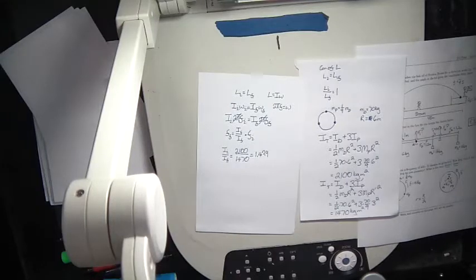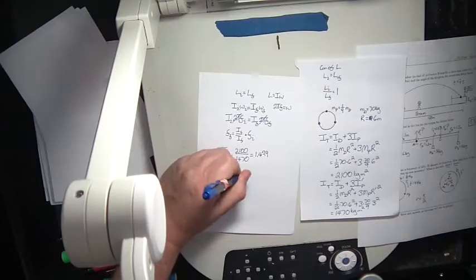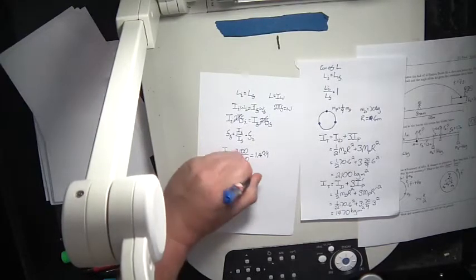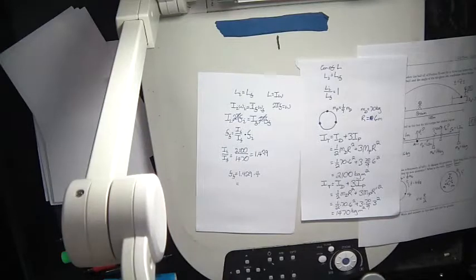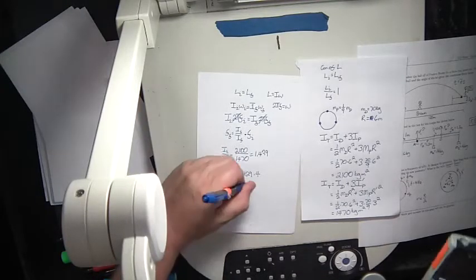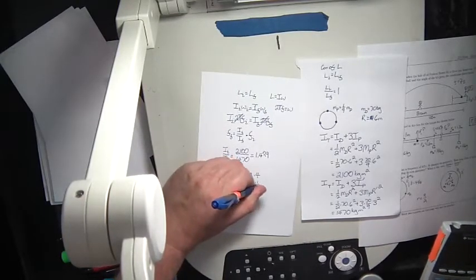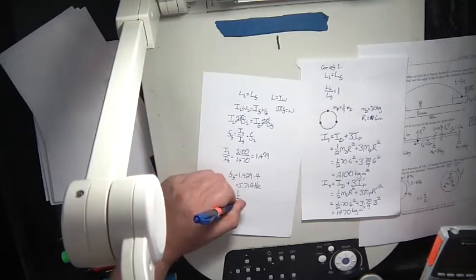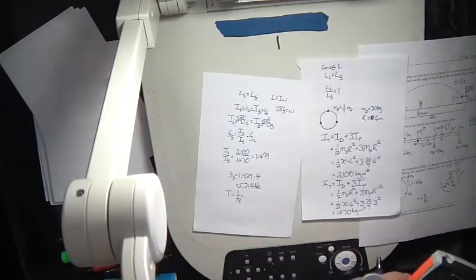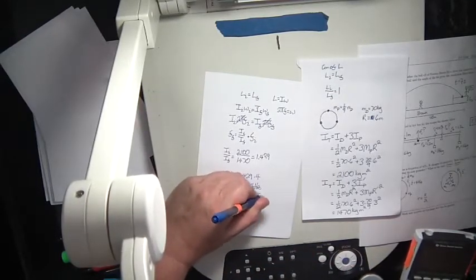I need to find the new frequency. So the new frequency is 1.429 times 4. So it has a frequency of 5.714 hertz. Now, period is 1 over that final frequency, which means that the period is 0.175 seconds.